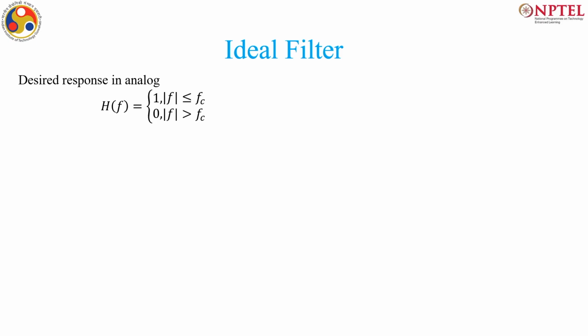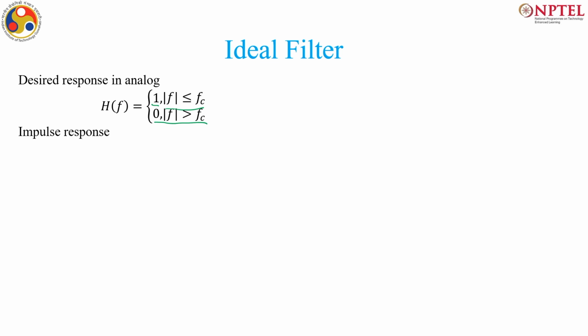So, we will start with an ideal filter, and in the ideal filter this is our desired response, which I said should have a gain of 1 in the pass band, that is |f| less than or equal to fc. Fc is my critical frequency or cutoff frequency, whatever you say, and it is 0 beyond the cutoff frequency. I am taking the example of a low pass filter, and this general concept can be easily extended to other forms of filters.